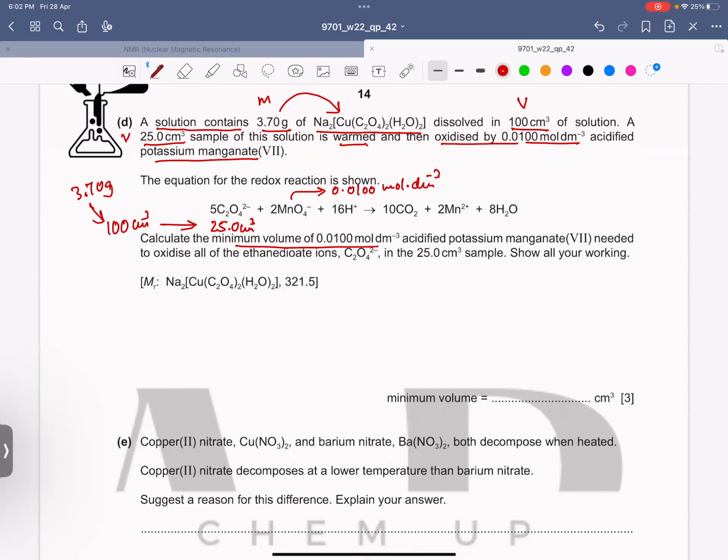Calculate the minimum volume of 0.0100 mole per dm cube potassium manganate. Okay, we have to find the volume V of this one, needed to oxidize all the ethanedioate ions in the 25 centimeter cube sample. Show all your working. Okay.